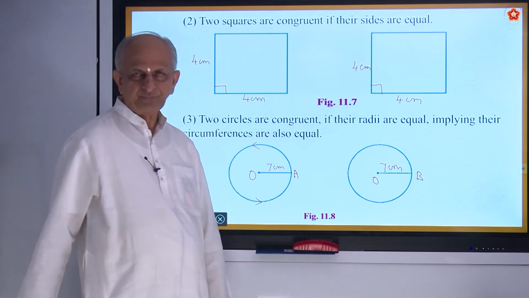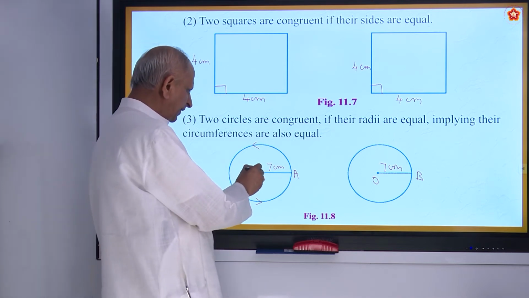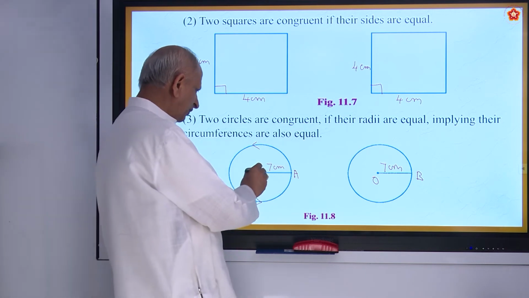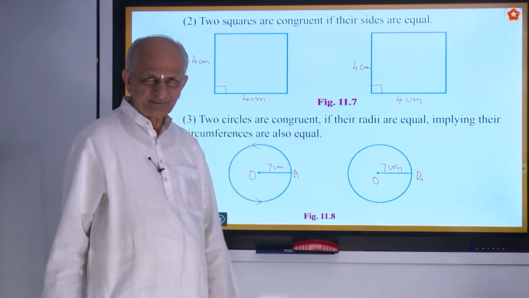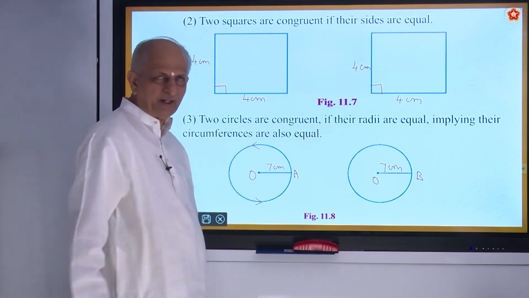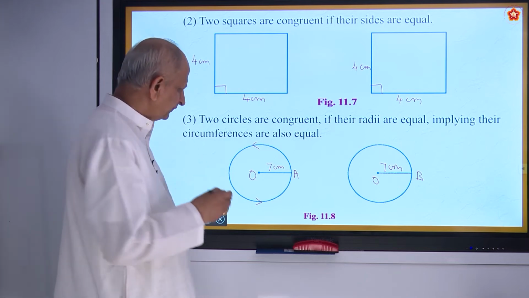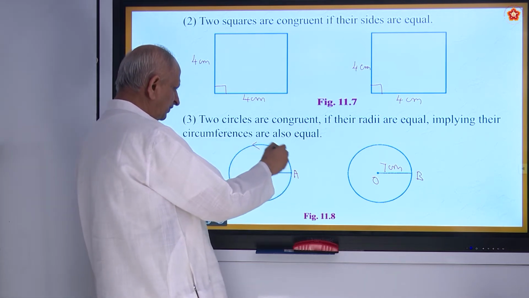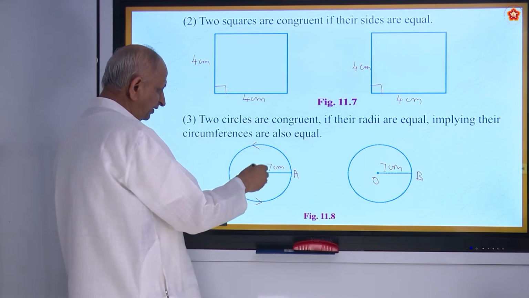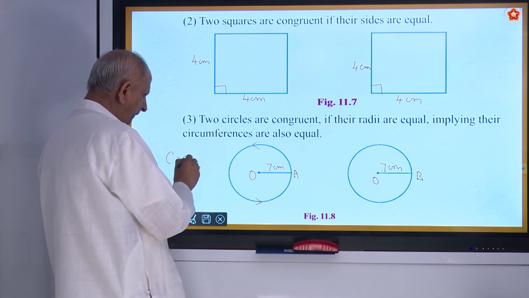Equidistant from a fixed point. So the fixed point is O, called the center. The distance OA is called the radius. The path traced by a moving point is called a circle, and the total length is called the circumference. So if the radius is 7 centimeters, the circumference is equal to 2 pi r.